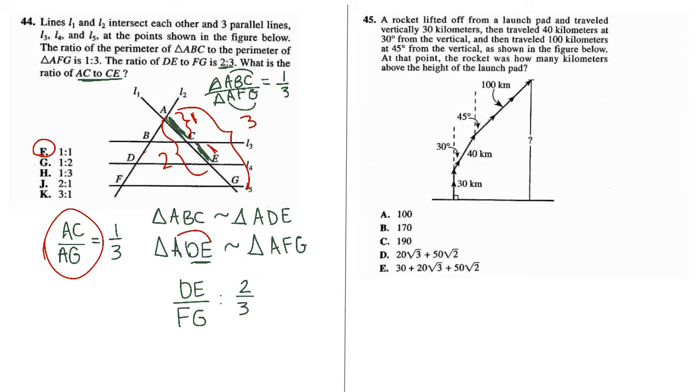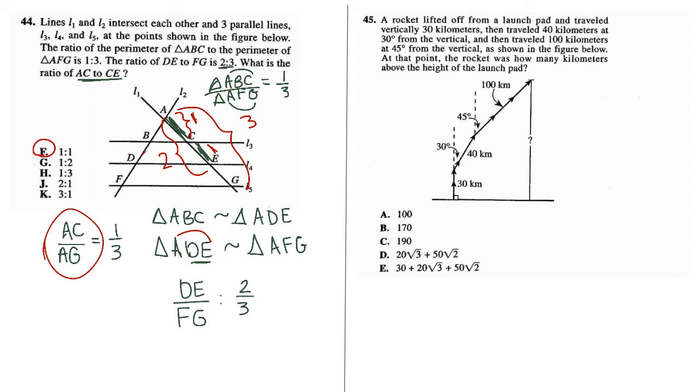Okay, and number 45. Number 45, it can get tricky as well. Now, notice that we have all these different paths. It's almost like a parametric. And a rocket lifted from a launch pad and traveled vertically at 30 kilometers.